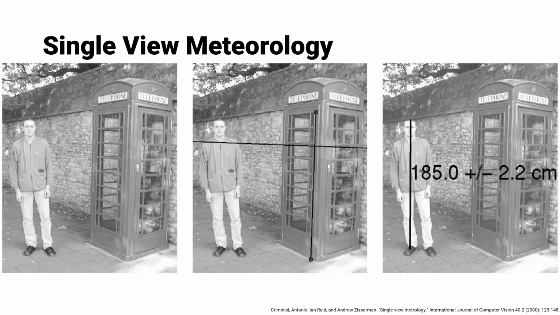So when we do that, again, like I said, the reference could be anything. In this case, it's a telephone booth from London. Knowing the height of the telephone booth, you can easily measure the height of the person. And in this particular case, it's very accurate. The height of the person is about 185 centimeters, and the error is about plus or minus 2.2 centimeters, which is again very small, right? And the ground truth height in this particular case was 187 centimeters, which is very accurate.